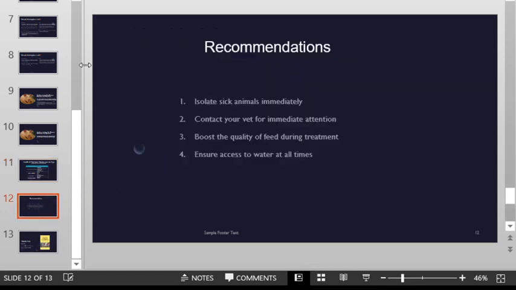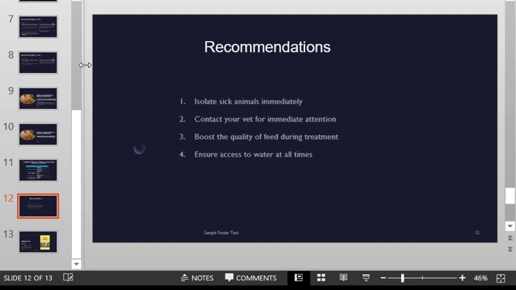So what happens when you discover some of these problems? I usually advise farmers to always get veterinary attention. The do it yourself strategy is good only as far as you are able to detect disease on the farm, but in terms of knowing the kind of drugs to administer and all of that, it is best you get expert attention for that. So what can you do on your own? You can isolate the sick animal immediately. It is important. Of course, you have to contact your vet for immediate attention.